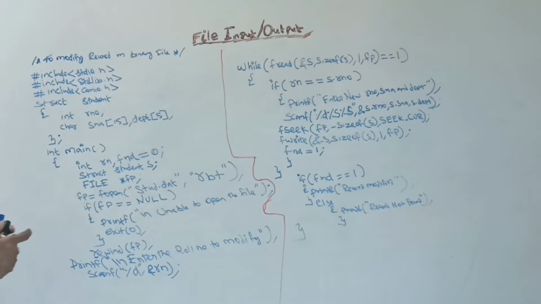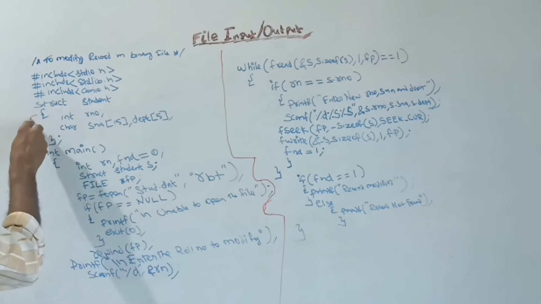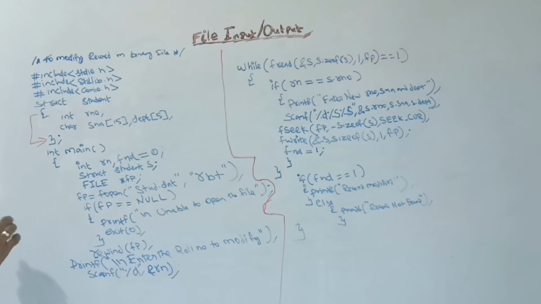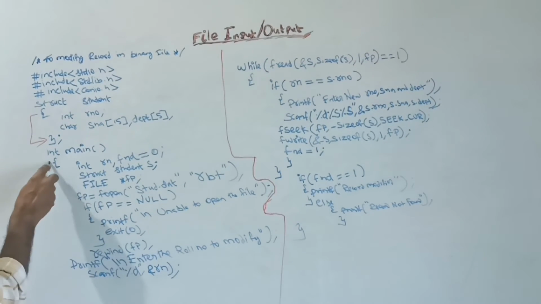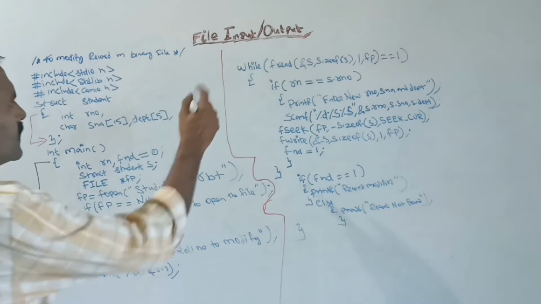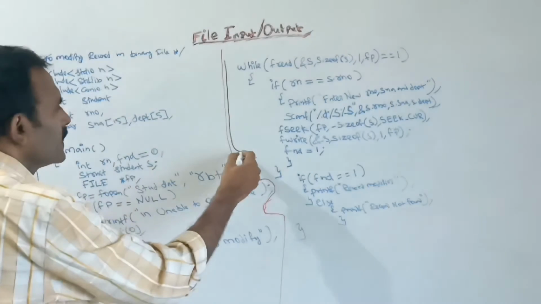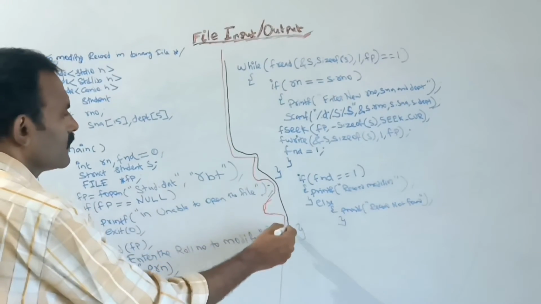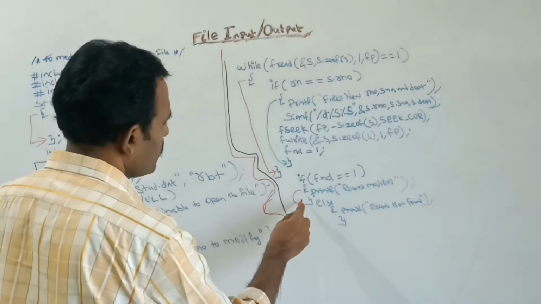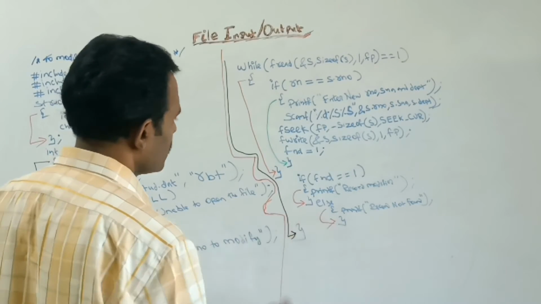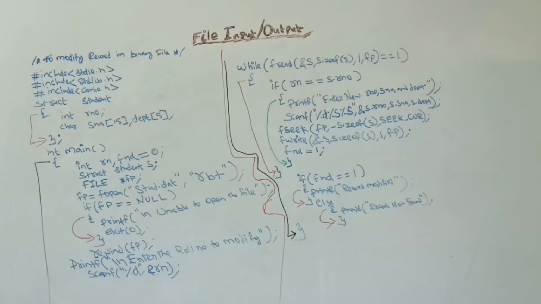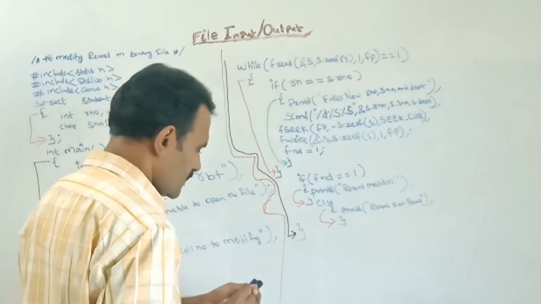See here, this is the structure, with an open and close brace. Next main part, this is the main function, open brace, and I am closing that brace here. This is the if condition and the else part. See, now let us see the output.